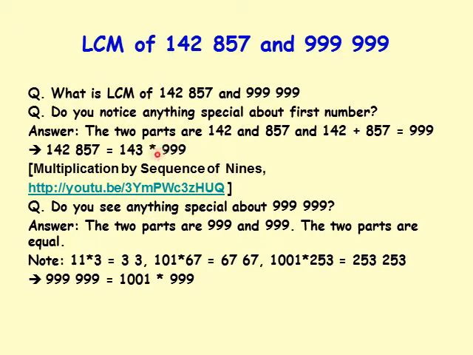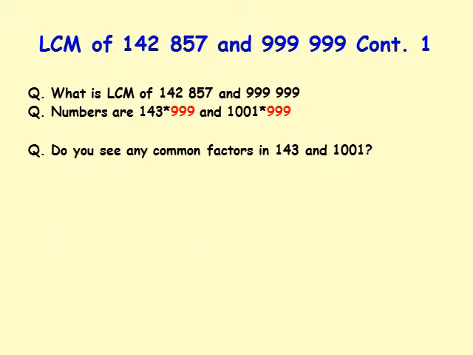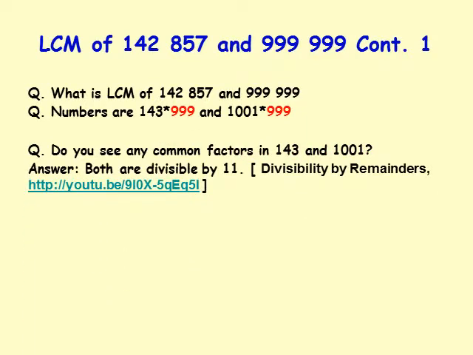What does it mean? 999 is a common factor here. The two numbers are 143 times 999 and 1001 times 999. So we already computed that so far. Let's continue here. Do you see any common factors of 143 and 1001? Both are divisible by 11. 143 is and 1001 is.